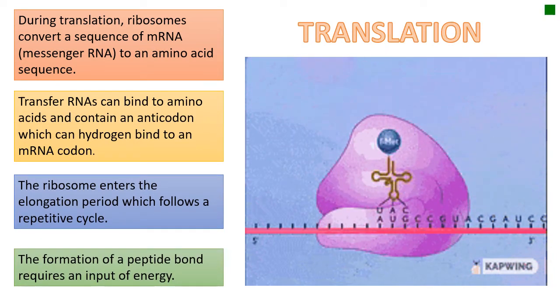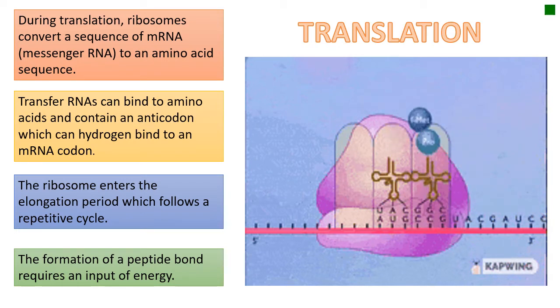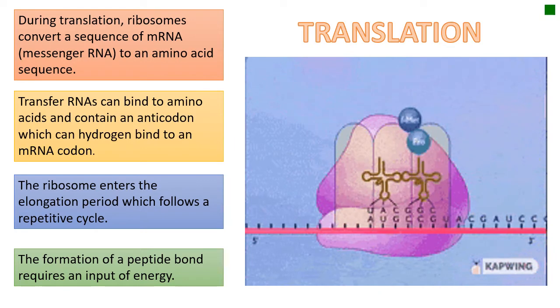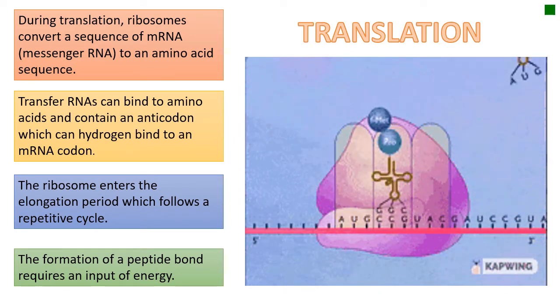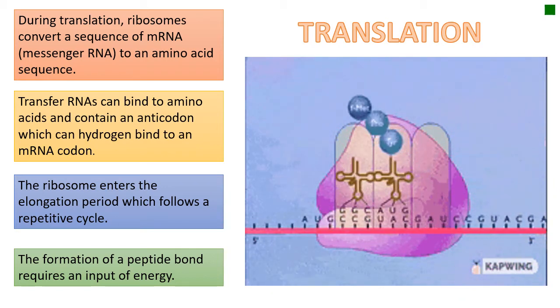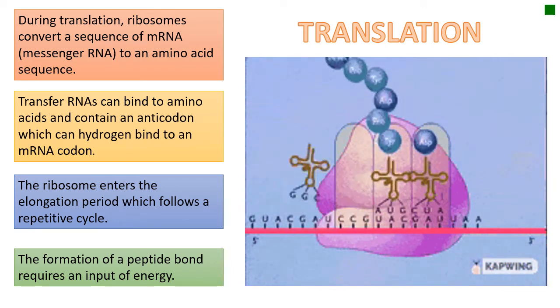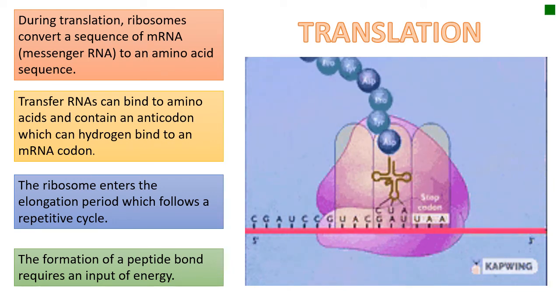The next process is what we call translation, wherein the messenger ribonucleic acid, or the mRNA, is being translated into specific amino acids and further elongated to form proteins. During this stage, ribosomes convert a sequence of mRNA to an amino acid sequence. Remember that the ribosome is the one that is responsible for the translation of proteins.